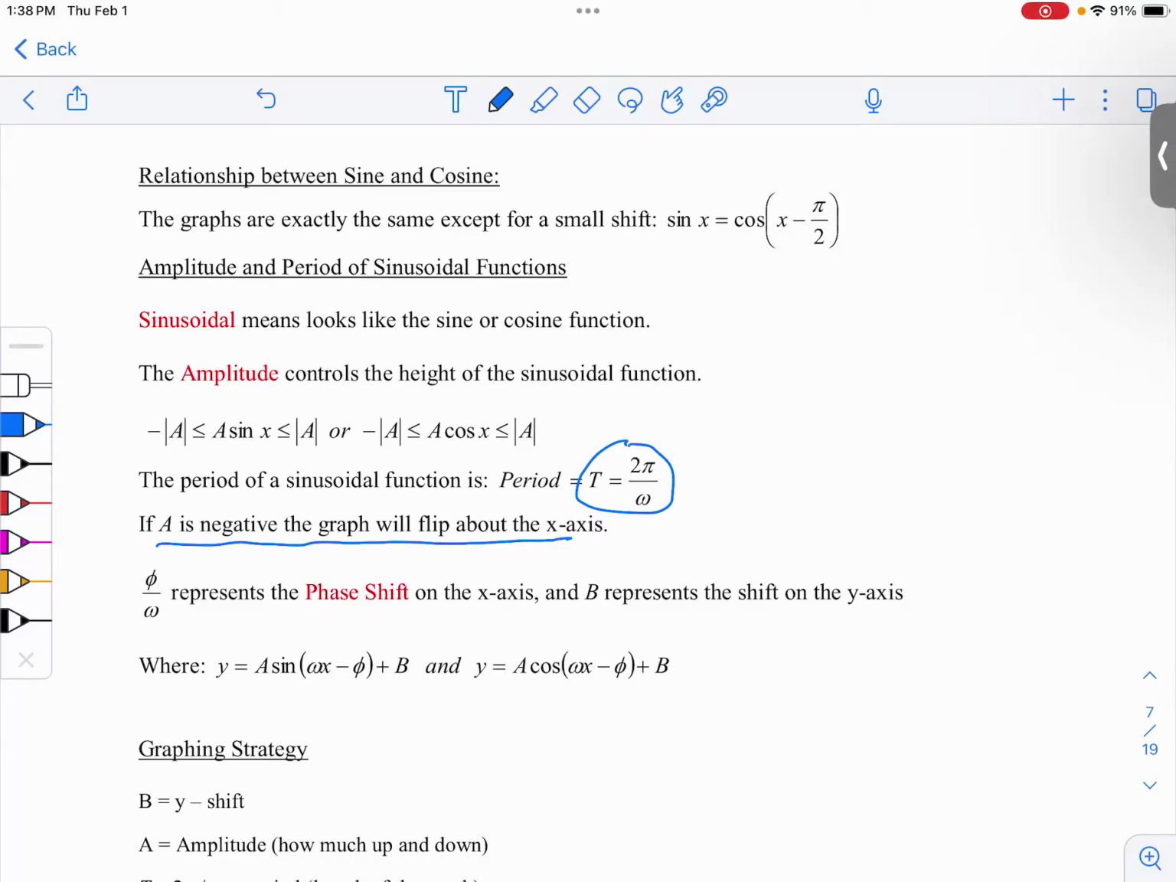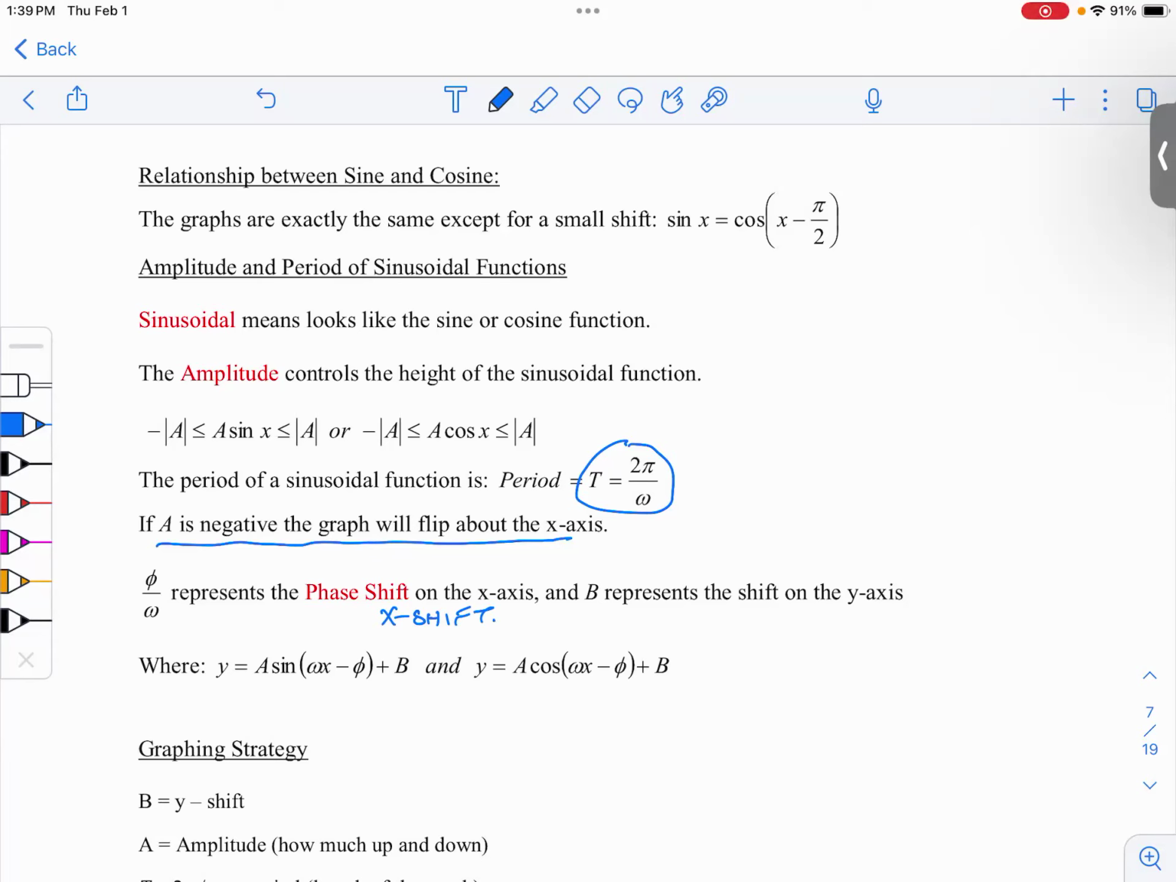Oh, phi, so we're learning lots of Greek letters. Phi divided by omega, which we'll find in our basic function, is the phase shift. We also call this the x shift. We need to find this value from the pieces within our graph, and that is our x shift.